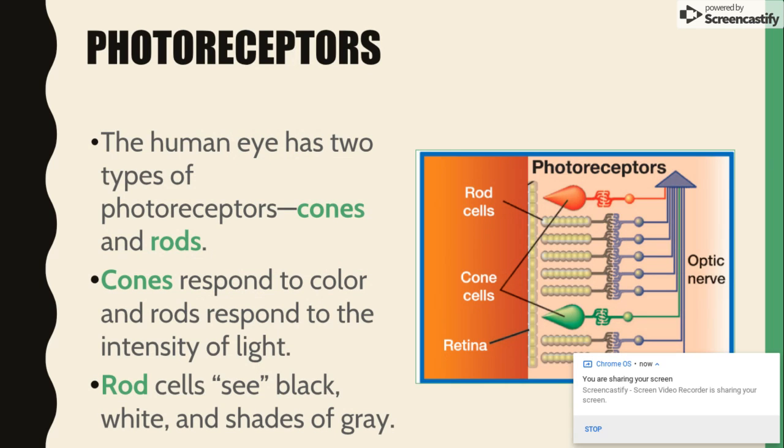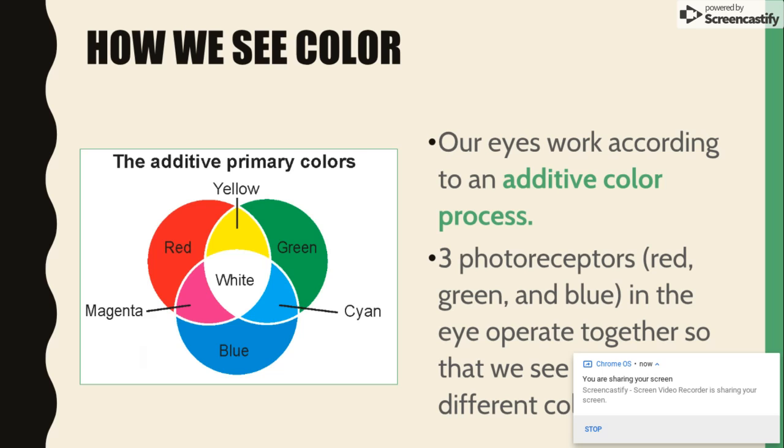There's two kinds. There's cones and rods. Cones are the ones that respond to color, and rods respond to the intensity of light, how bright or dark something is. So your rods are the ones that see black, white, and shades of gray, how light or dark something is, where cones, again, one more time, actually see specific colors.